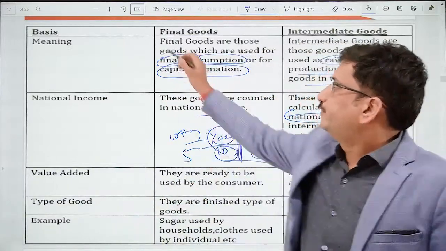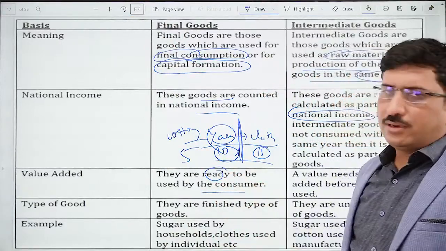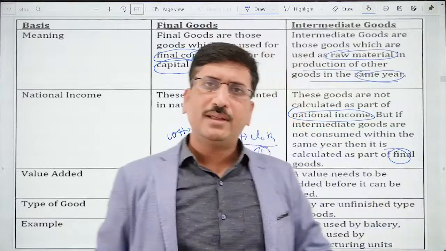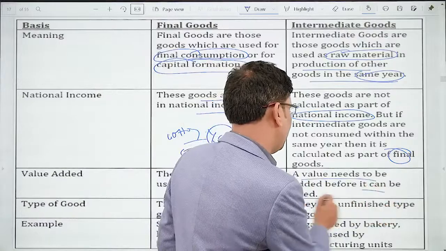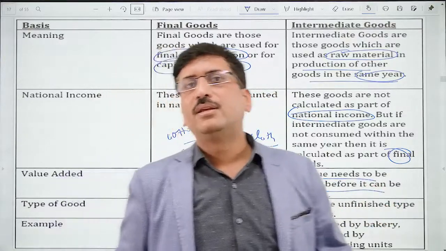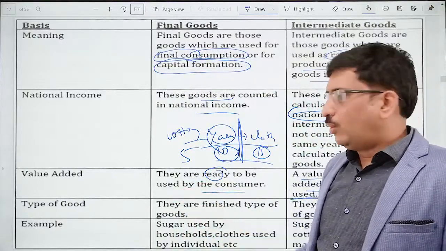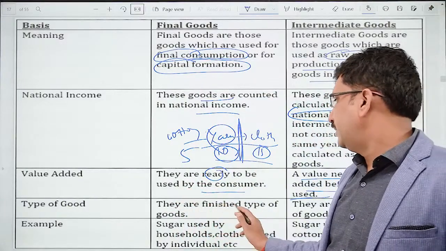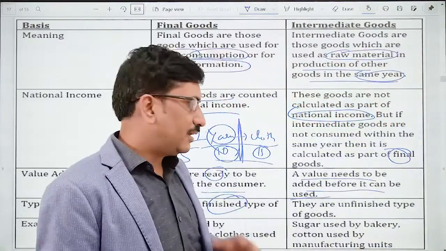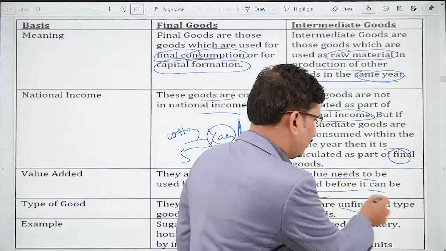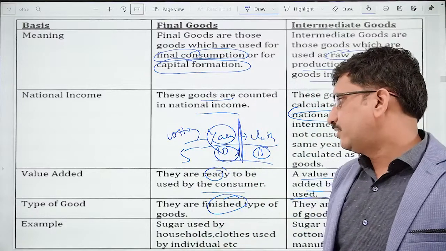Value added. So they are ready to be used by the consumer, correct? Final goods are ready to be used by the consumer. But for the intermediate goods, a value needs to be added before they can be used. Then what type of goods can we say? This is a finished type of goods. The final goods are finished, means ready for use, right? They are unfinished, means some transformation, some value addition is yet needed.